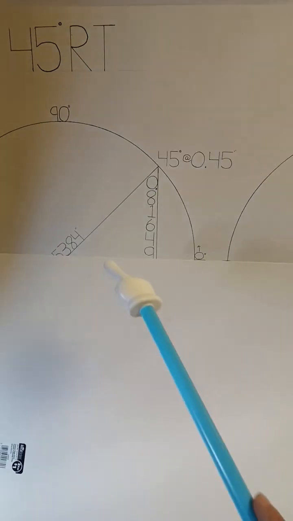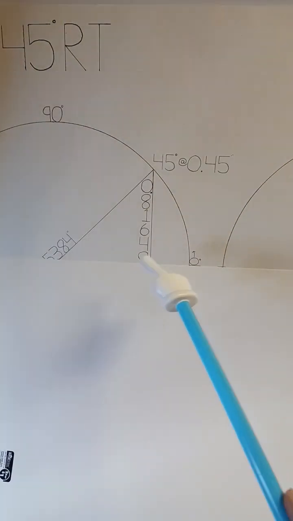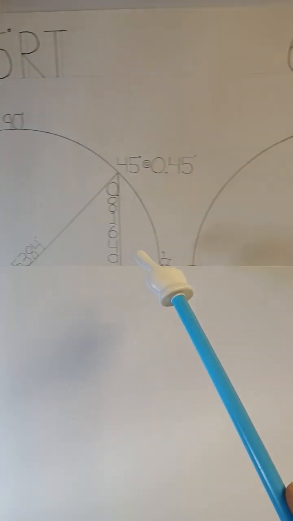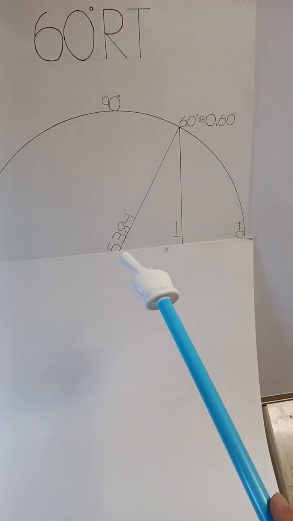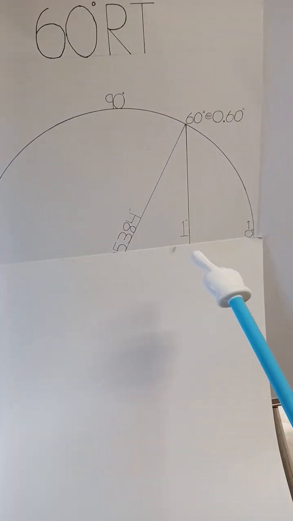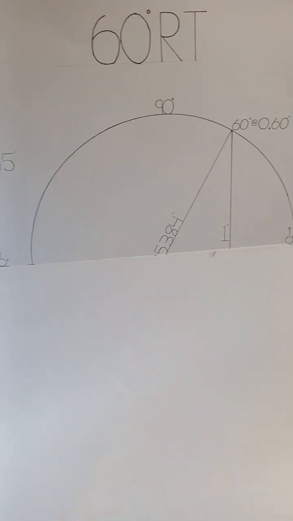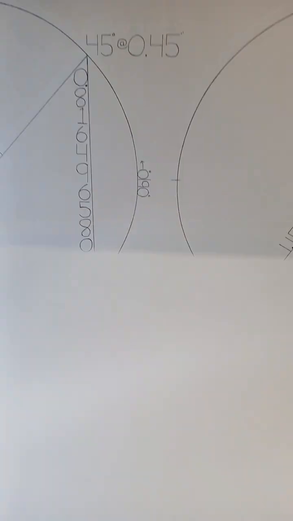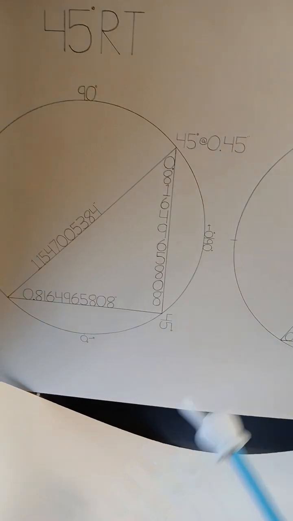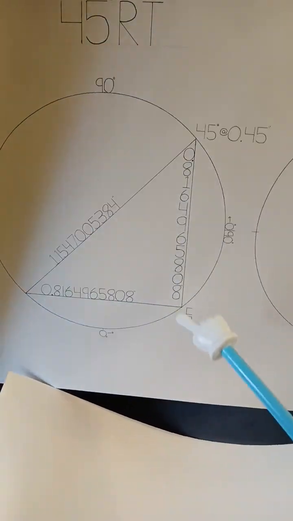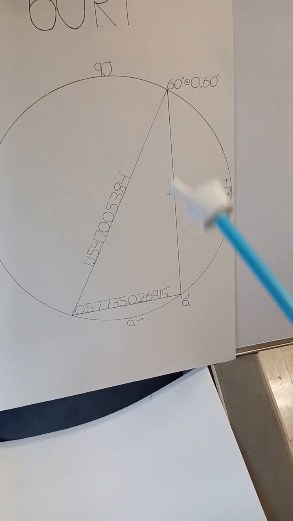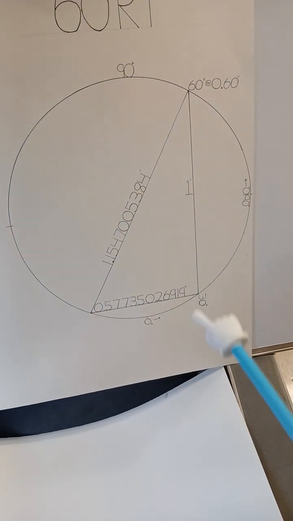Okay kids, this is the 45-degree triangle inside the circle. And over here we have the 60-degree triangle that's inside the circle. But the full truth is this is the real 45-degree triangle inside the circle. And this is the real 60-degree triangle inside the circle.